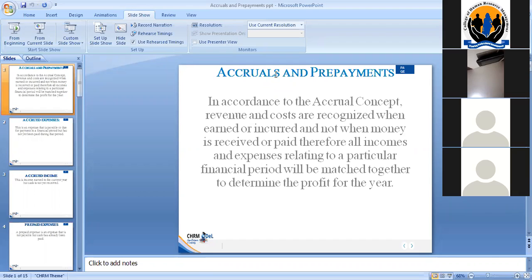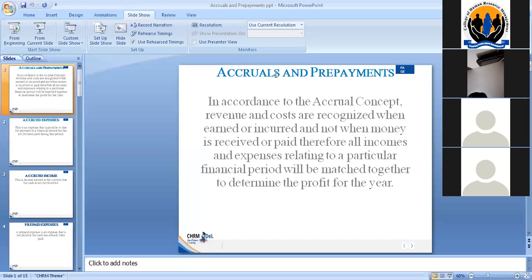Now, the amount of money for salaries for 2019 has been paid in 2020. So somebody might ask, should I place it in 2020, which is the year I have paid, or should I place it in the year 2019, which is the year the amount was incurred? The correct position is that the amount should be entered in the year 2019, because that expense was for 2019 and not for 2020.